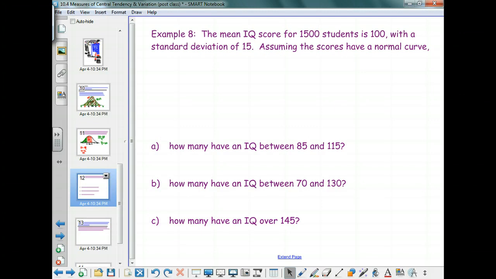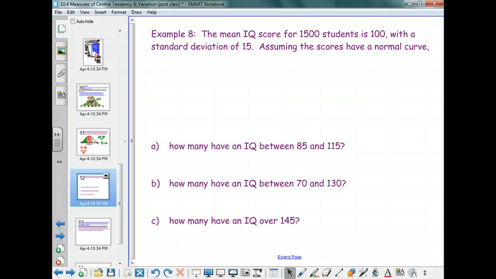IQ scores are normally distributed. It actually is one of those things. And the reason is, we have created tests that force that in some sense, right? There's just sort of an arbitrariness to them, but to the way that they're created, that is. The mean IQ for 1,500 students is 100, with a standard deviation of 15. Assuming the scores have a normal curve, we're going to find some pieces of information.